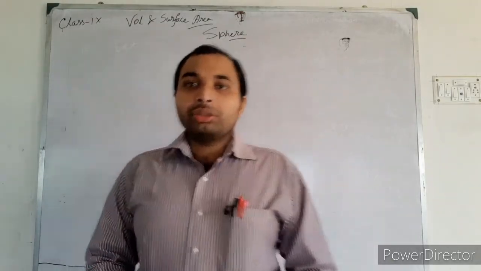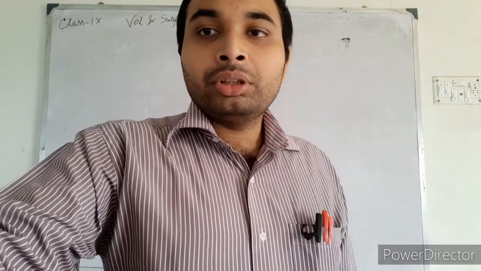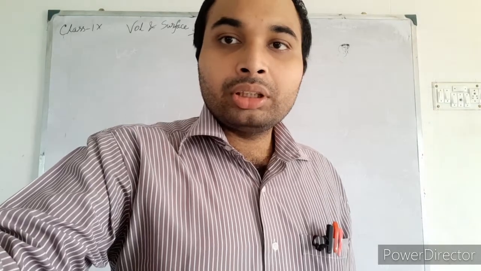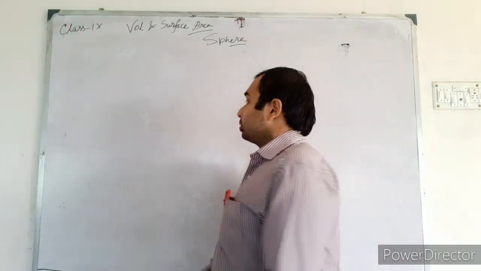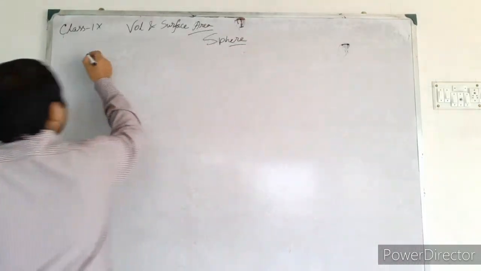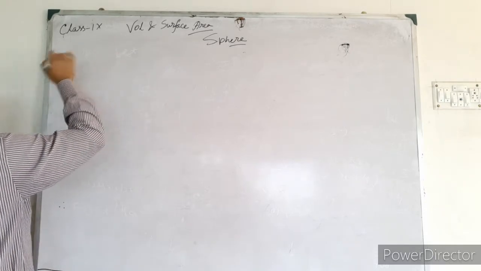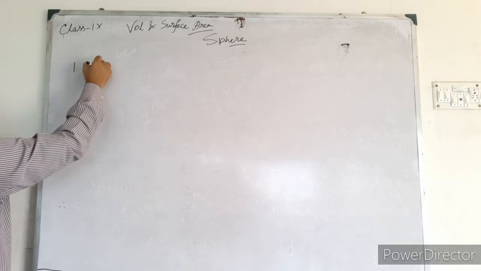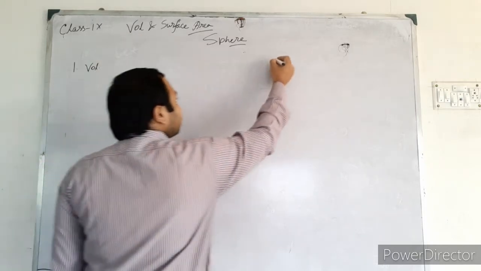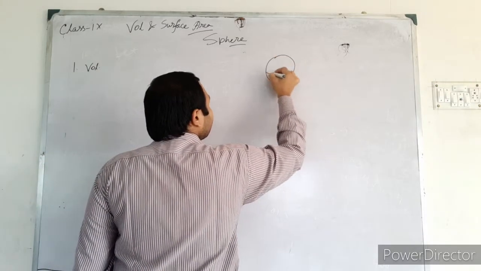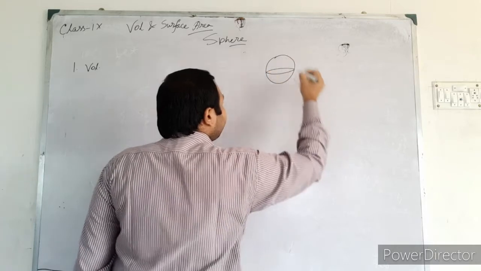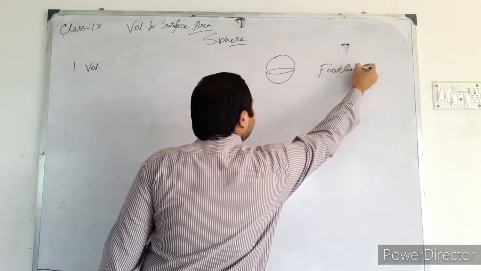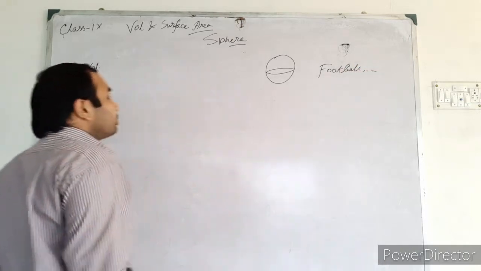We are discussing the surface area and volume of solids, and today we will discuss the sphere. So students, today our topic is sphere. First of all, the volume. Sphere looks like this. The practical example is a football and other things, you know this one.